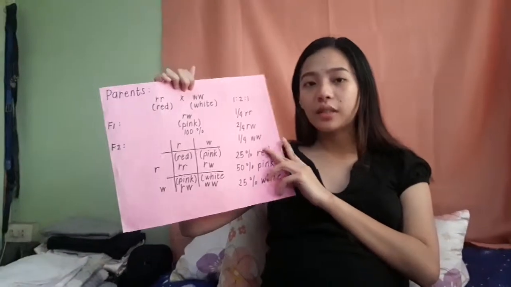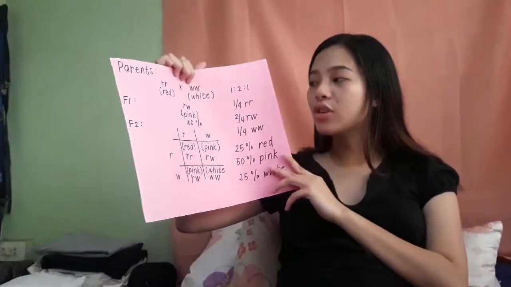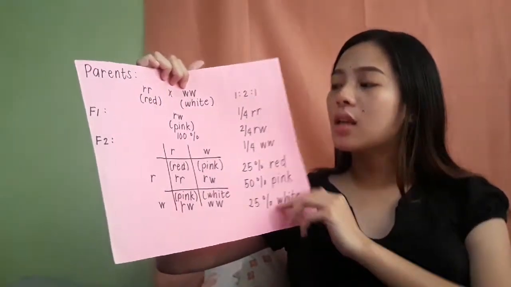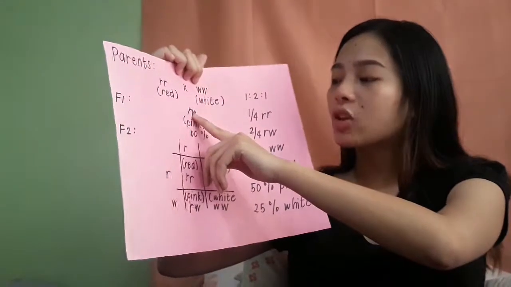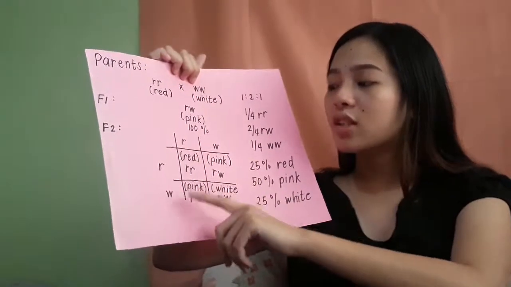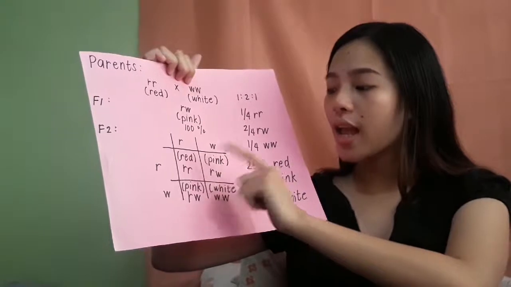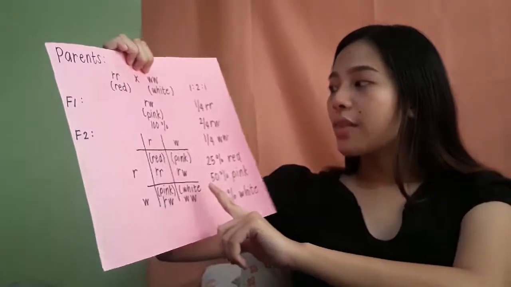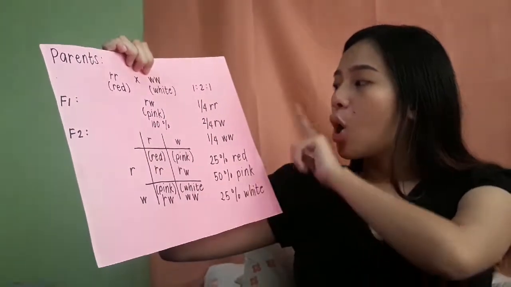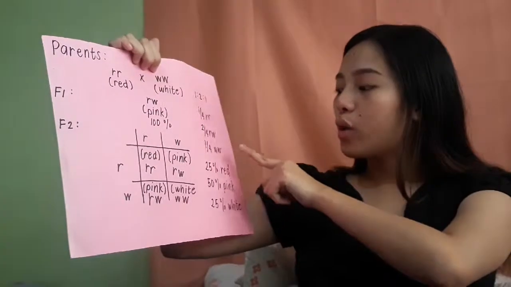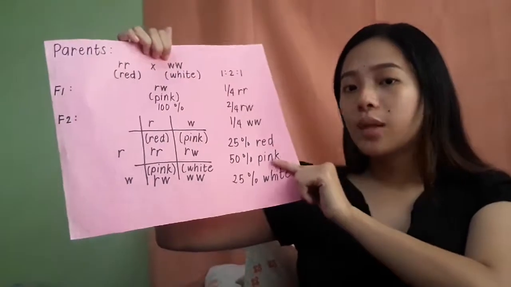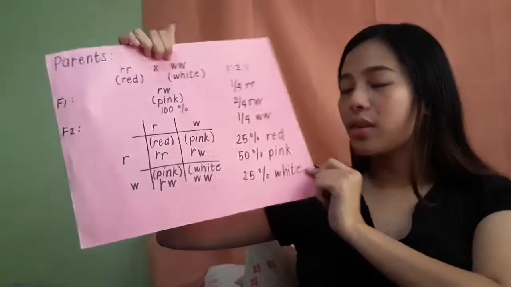So 100% pink. Then for the F2 generation, if we cross a homozygous pink by a homozygous pink, we will have red, pink, pink, and white. That is 25% red, 50% pink, and 25% white.